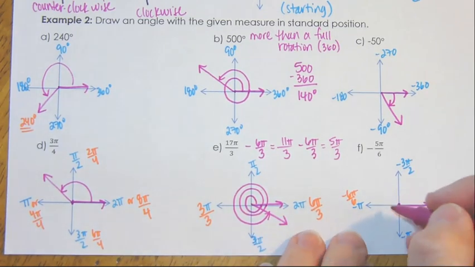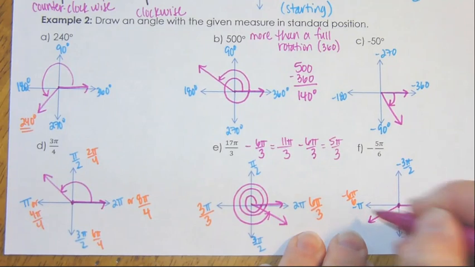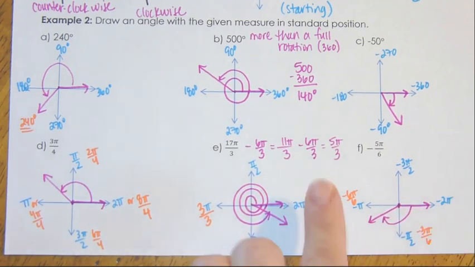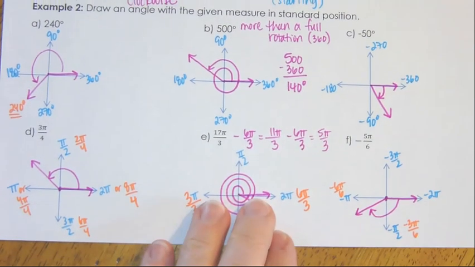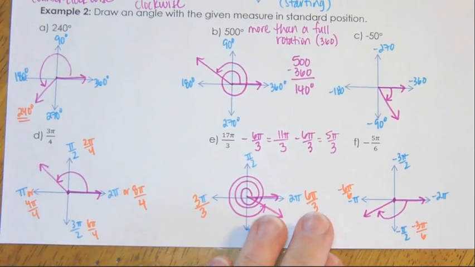So I know that I'm going to probably be closer to that negative 6 pi over 6, and since it was a negative angle, it went in a clockwise direction. It went down this time.